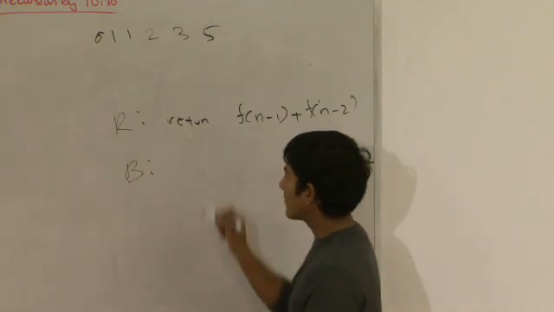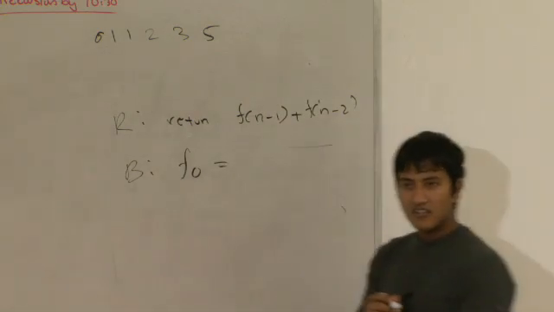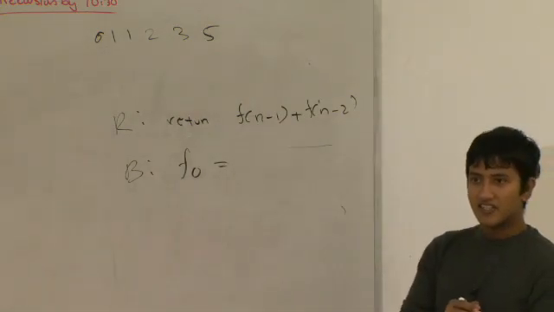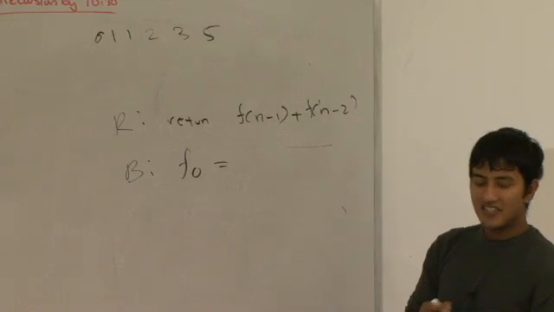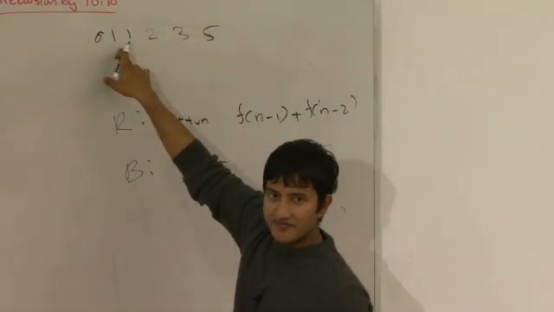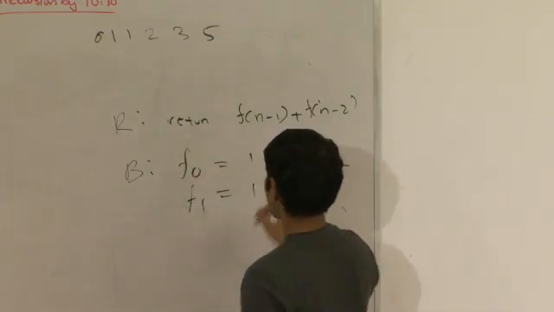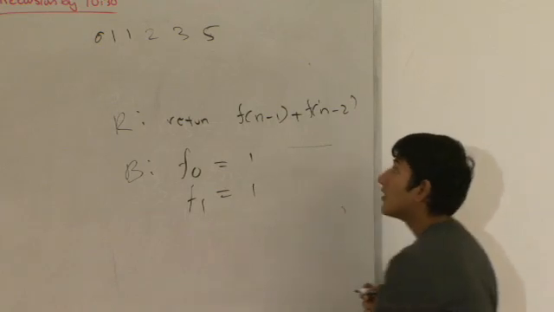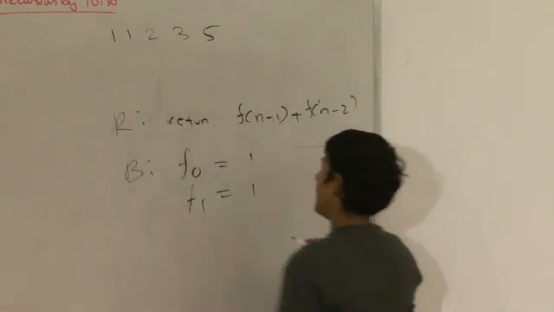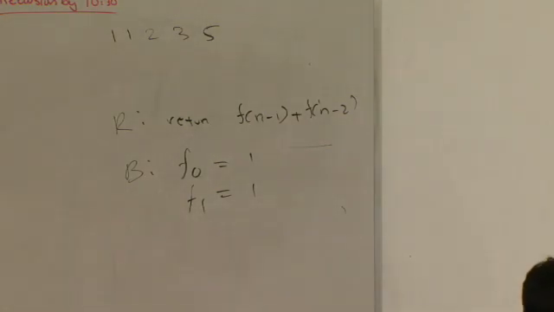So for your base case, f of 0 is what? Actually, that depends on whether you start here or here. Okay? You could do this. I'll go through an interesting recursive example.